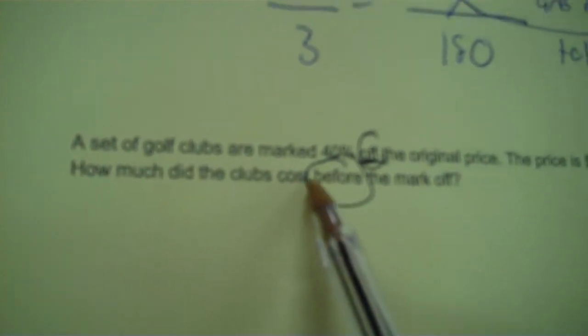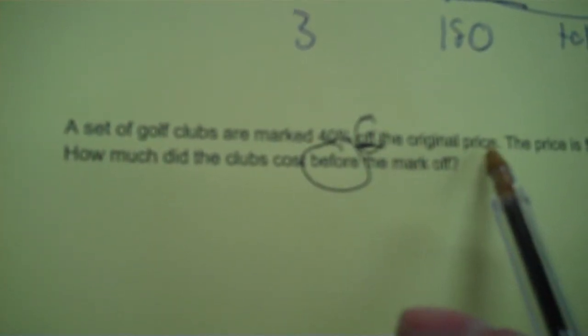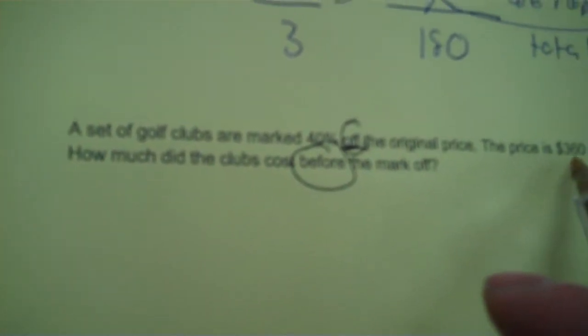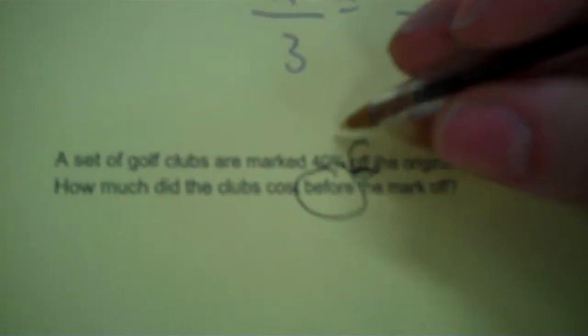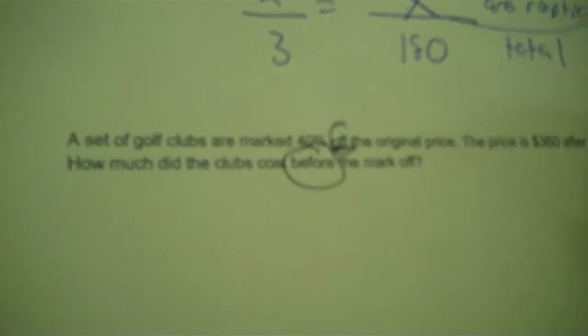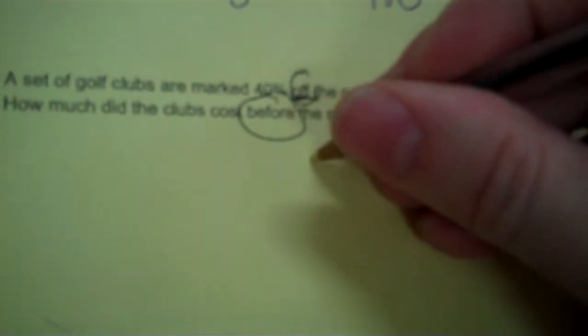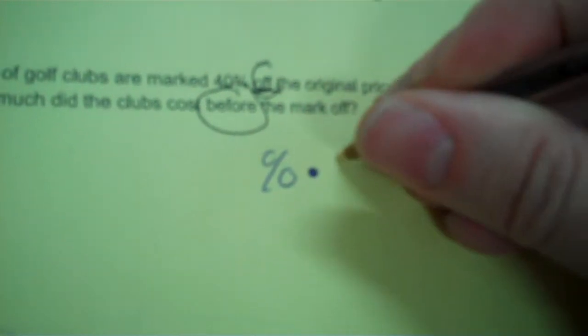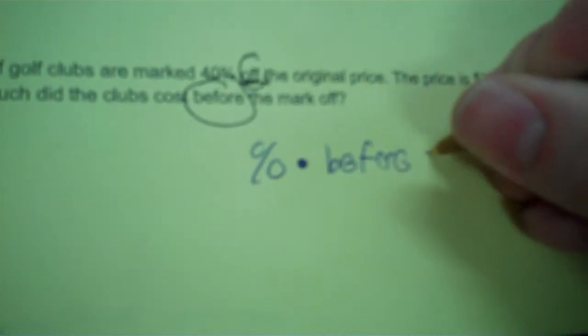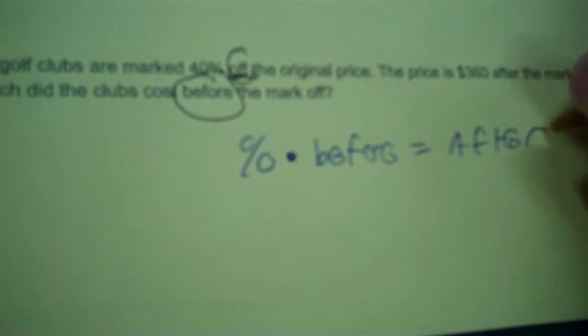A set of golf clubs are marked 40% off the original price. The price is $360 after the markup. How much did the clubs cost before the markup? After the 40%, it doesn't say "of" like these did here, so you don't put it over 100. It's 40% off. So you take your percent times before equals after.